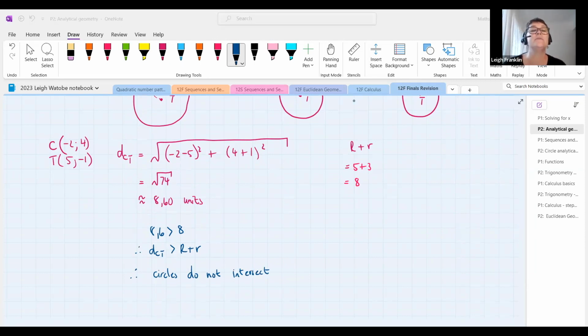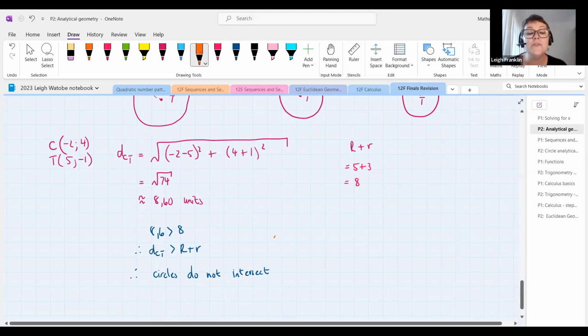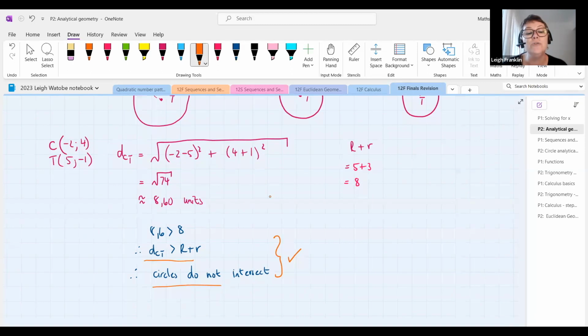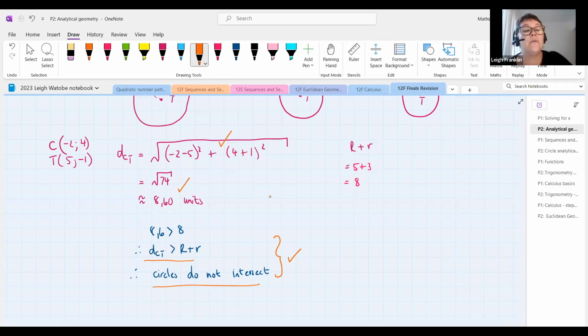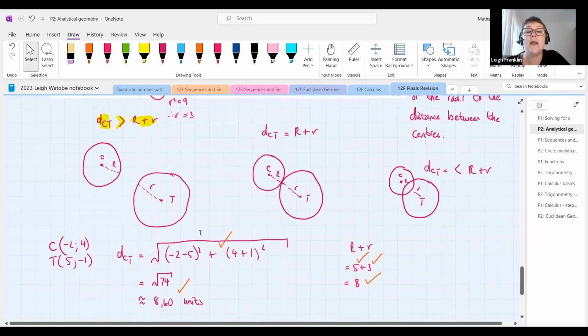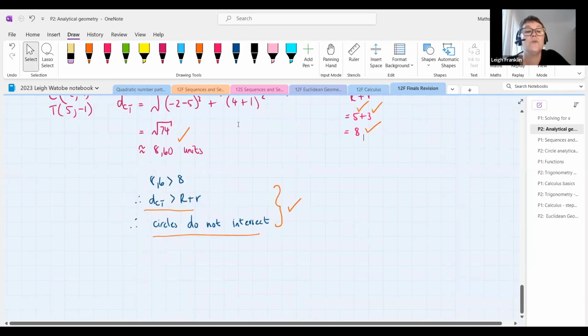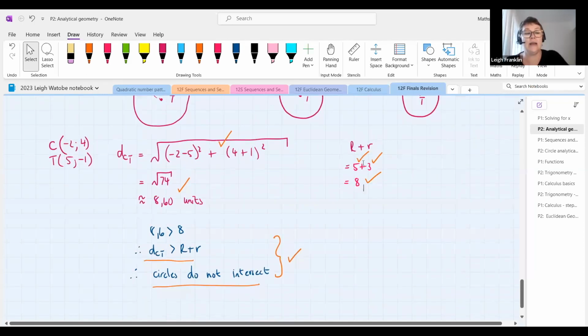It certainly is. Okay, so there would have to be a mark on my reason and my conclusion. I would have to write those things. There would have to be a mark for subbing in and getting the correct distance between the centers. There would have to be a mark for calculating the radii and the sum of the radii. How much was it out of 6? 1, 2, 3, 4, 5, 6. Okay, like so.